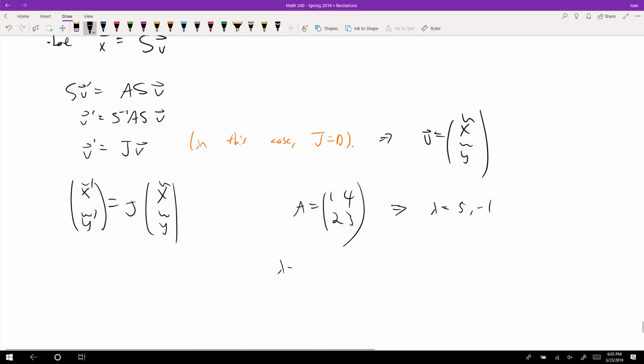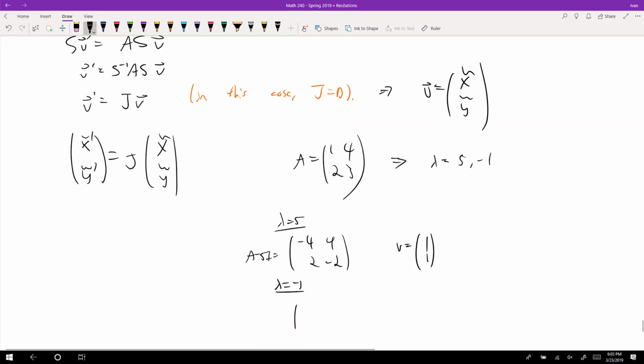So then in the lambda equals 5 case, you'll get -4, 4, 2, -2. So this is A minus 5I, and your eigenvector here will be 1, 1. And then in the lambda equals -1 case, you'll get 2, 4, 2, 4. So A plus I, and your eigenvector will be 1, -2.